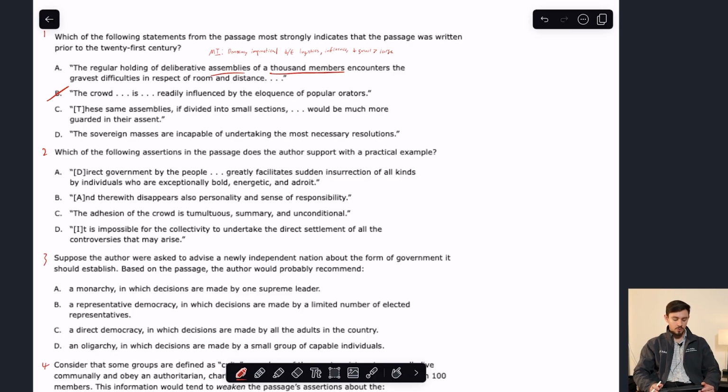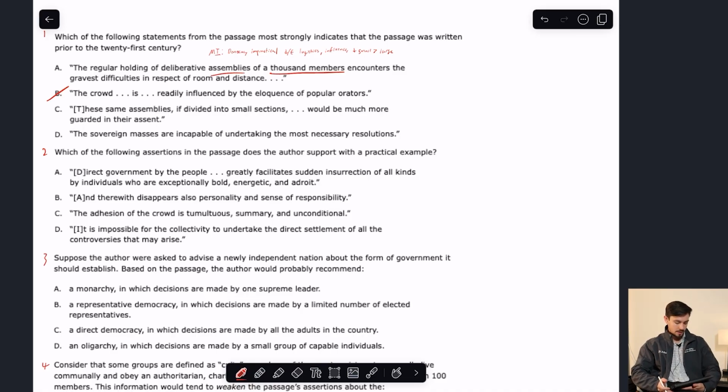A says the regular holding of deliberative assemblies of 1,000 members encounters the gravest difficulty in respect of room and distance. Well, that's kind of what we talked about with, like, this person didn't know about the internet or Zoom, right? Ask yourself, would it be hard to have 1,000 people assembled together? I mean, think about TV, think about YouTube, think about all these different ways that we have thousands, millions of people assembled together all the time. So A is going to be our right answer, but let's keep reading.